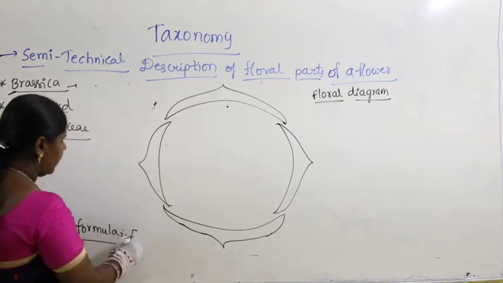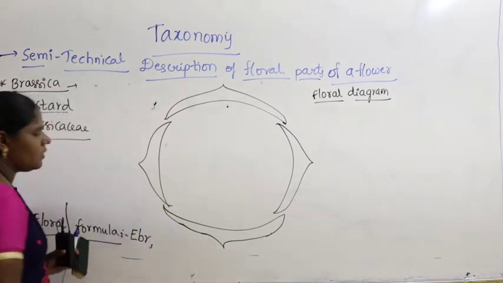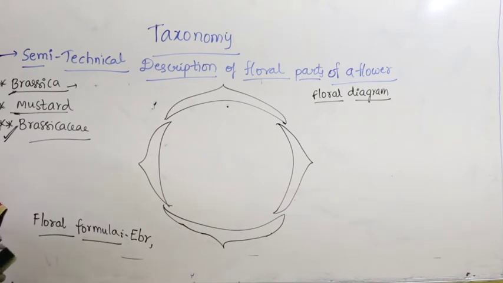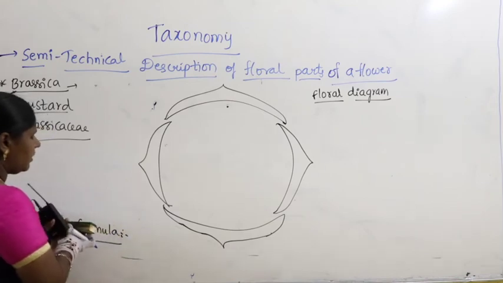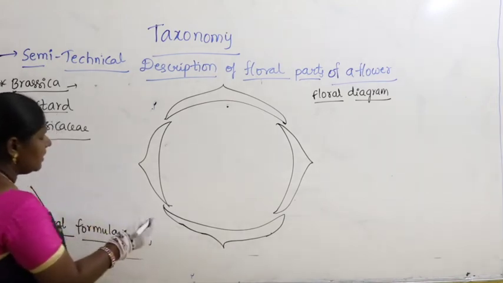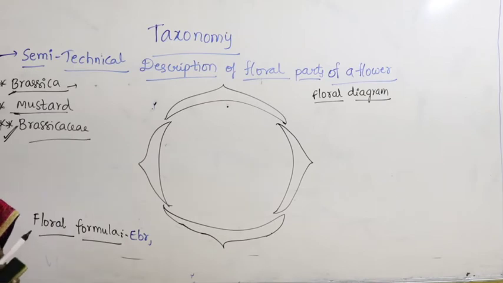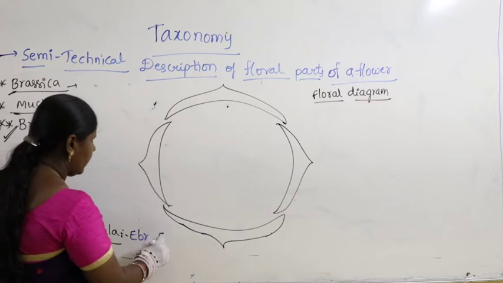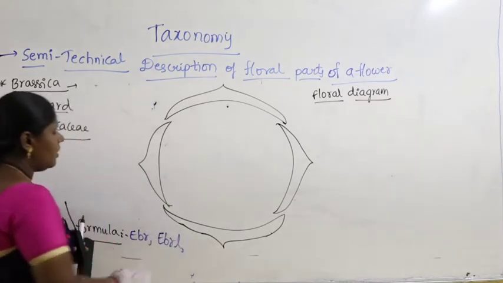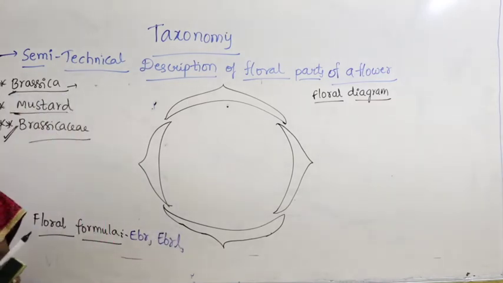Then the floral formula starts with EBR. What is the meaning of EBR? It means no bracts; the flower is without bracts. It is called EBR. Similarly, we write EBRL, meaning ebracteolate, where bracteoles are totally absent. So when bracts are absent, it is called EBR, and when bracteoles are absent, it is called EBRL.